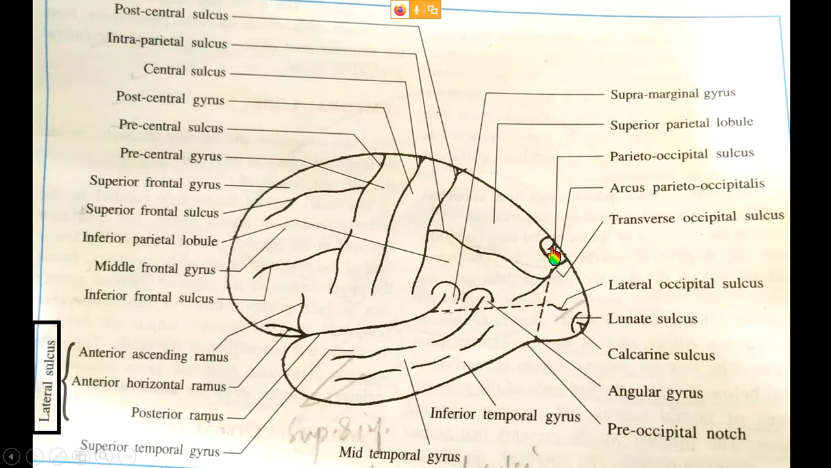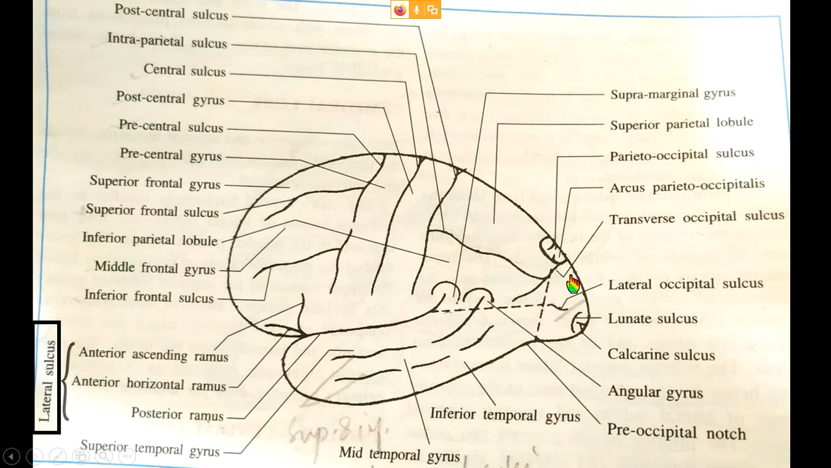We are just drawing an imaginary line by joining these 2 points, the parieto-occipital sulcus and the pre-occipital notch. Behind this entire area is the occipital lobe. So the intraparietal sulcus extends from the middle of the postcentral sulcus to the territory of the occipital lobe and joins with the transverse occipital sulcus. I will explain this transverse occipital sulcus.